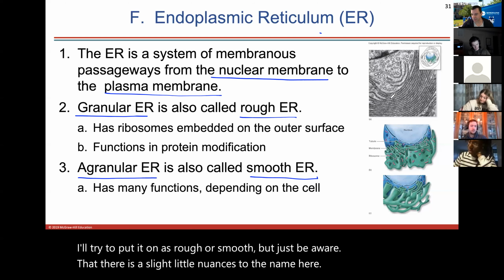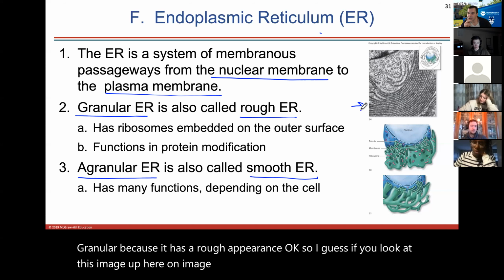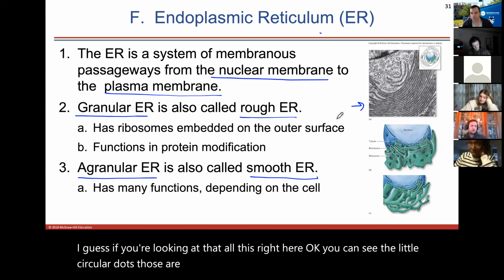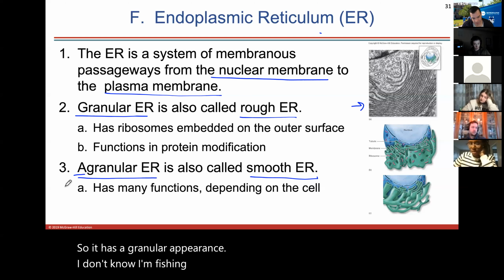Granular because it has a rough appearance, okay? So I guess if you look at this image up here on image A, if you're looking at all this right here, you can see the little circular dots. Those are all ribosomes, okay? So it has a granular appearance. I don't know, I'm fishing. A, remember when A is in front of a word, it always means without.